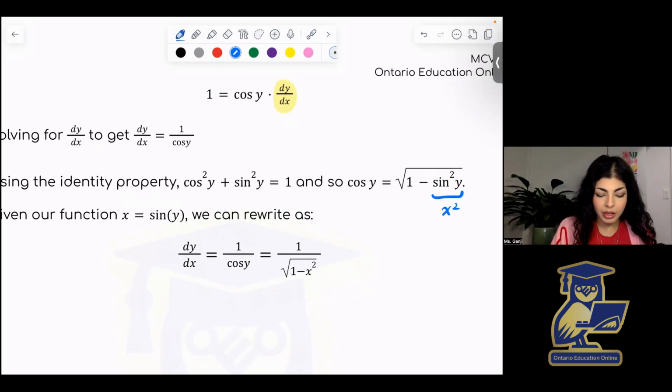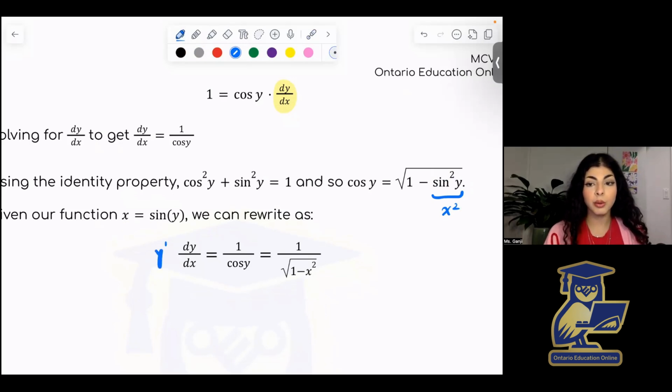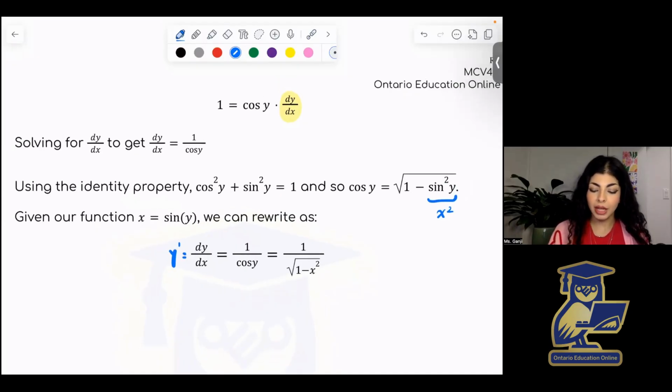And now the original derivative which we were looking for, which is y prime, is equal to dy by dx, which is 1 over cosine of y. And now in terms of x, it is equal to 1 over square root of 1 minus x squared. And that is our final answer.